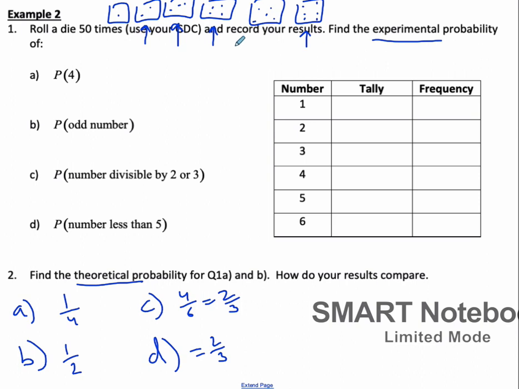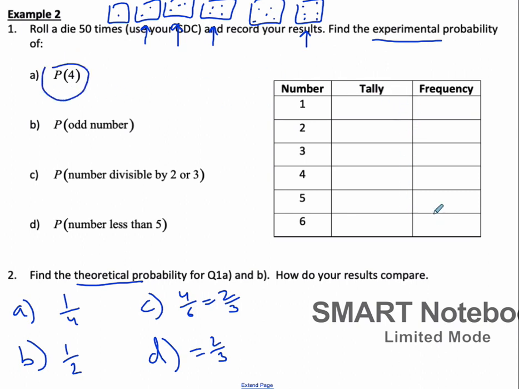If I were to actually roll a die 50 times, about half the time you'd get an odd number, so approximately 25. Probably won't be exactly 25, but it'll be close to 25. And the probability of getting a 4 is 1 out of 6, so about 8 times you would get a 4.